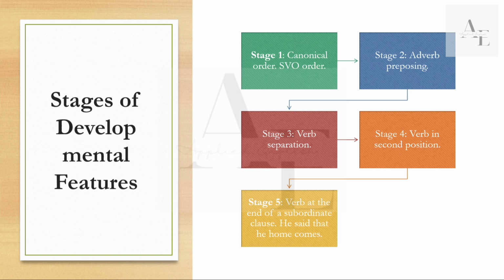I put this example to compare with the first stage, which is SVO order. The first one is more simple, and the final stage is more complex. So we move from the simplest to the most complex feature. It's done in stages, in a fixed order of stages. We can't jump from stage 1 to stage 5, or acquire stage 5 then stage 2. It's done in a fixed order.